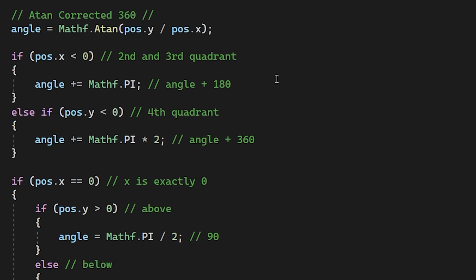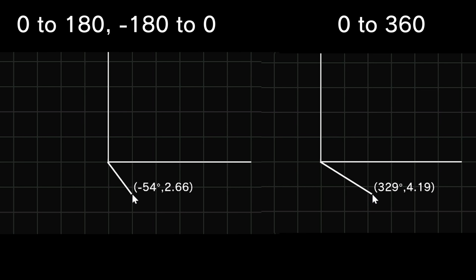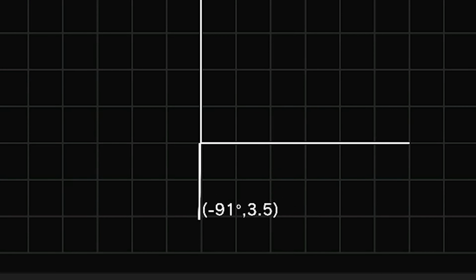Now for the 360 degree one, it's quite similar. We check if the x position of the mouse is less than 0, but this time we don't narrow down and we just add 180 no matter what quadrant it is, if it's second or if it's third, doesn't matter. And in this one, if it's in the fourth quadrant, we also have to add 360 degrees or it will be minus, and we don't want that. And the rest is the same, apart from instead of it being minus 90 degrees, it's 270 degrees.